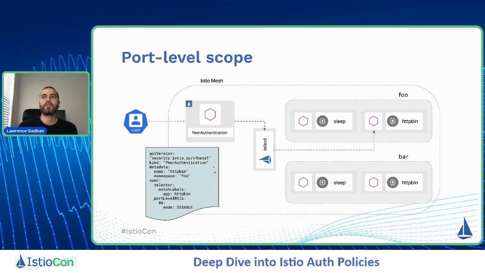What we're doing here is we're saying to the HTTP bin in foo, we want to disable mutual TLS on port 80. We kind of talked about it earlier. This is mainly useful if you have some sort of legacy or pre-existing security solution that uses certificates, and you don't want Istio mutual TLS to interfere with that.